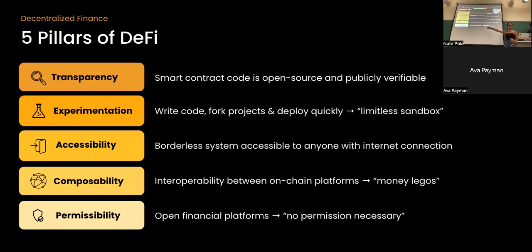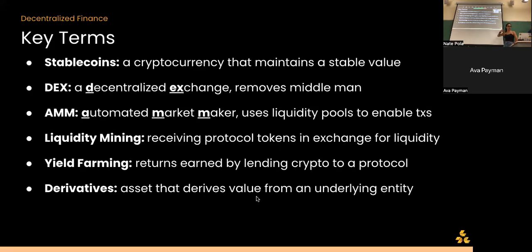Permissionless: open financial platforms, no conditions. So those are the 5 pillars. Okay, now these are the 6 key terms that we chose that we think you should walk away having a better idea about than when you walked into this room.